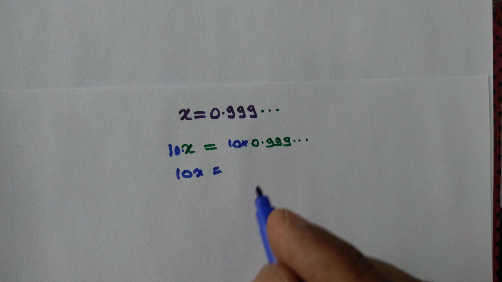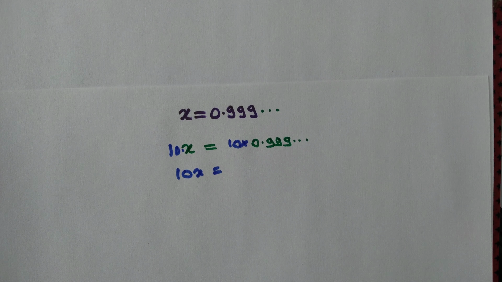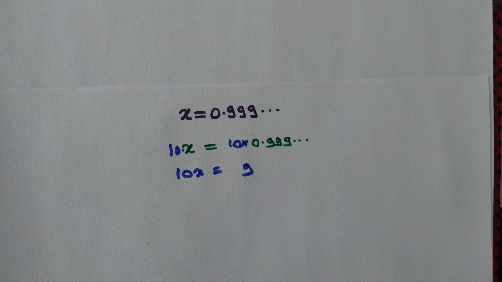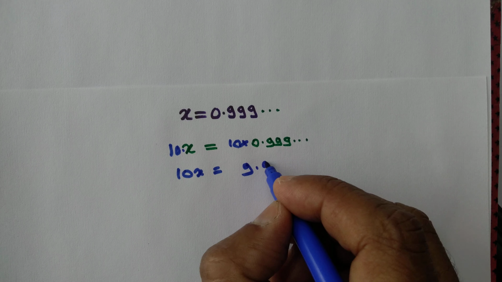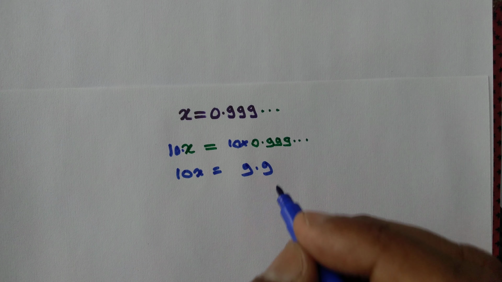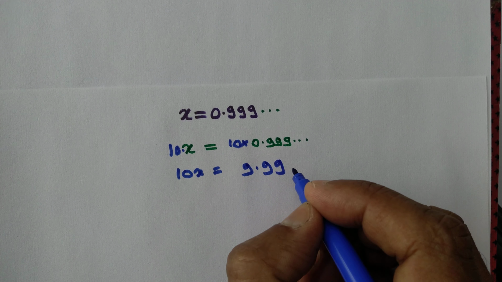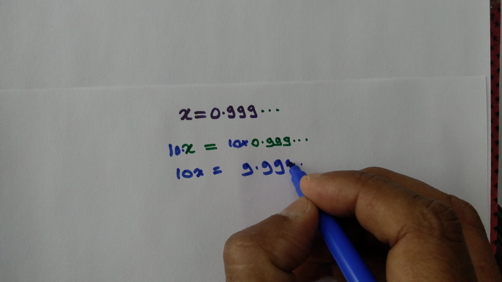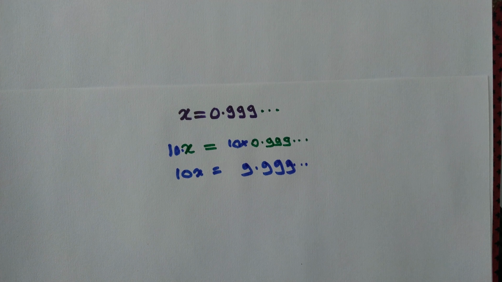you see that 0.9 if I multiply by 10 we get 9. 0.99 if I multiply by 10 I get 9.9. 0.999 if I multiply by 10 I get 9.99, and if I continue this we get 9.999 and so on. Okay, we got 10x equal to 9.999 and so on.